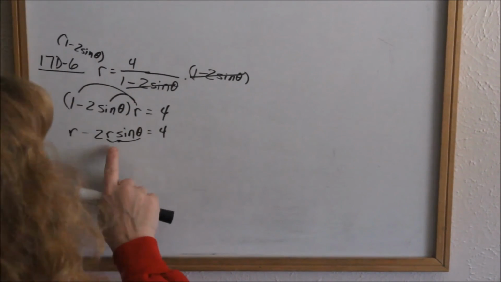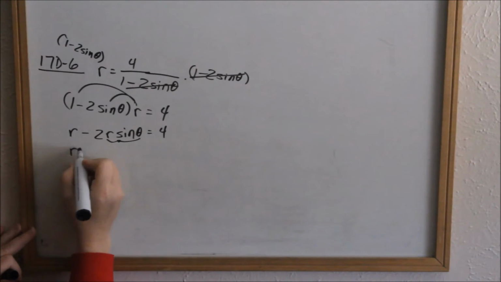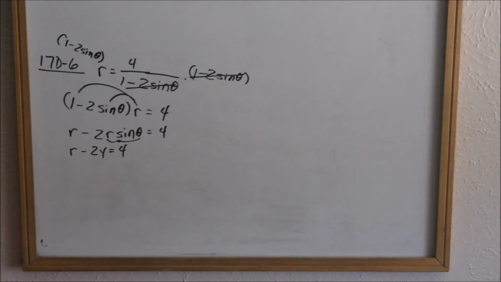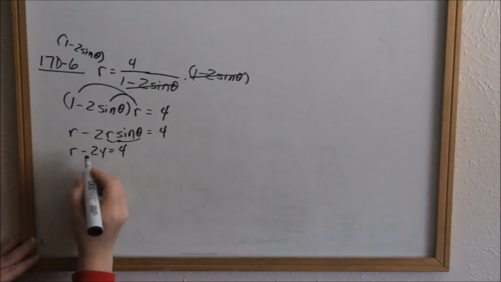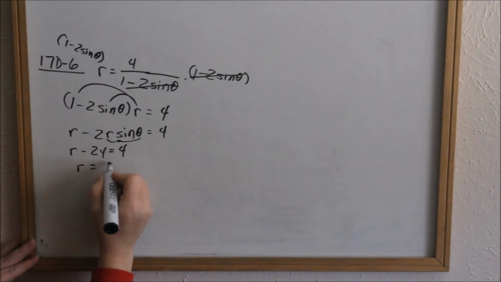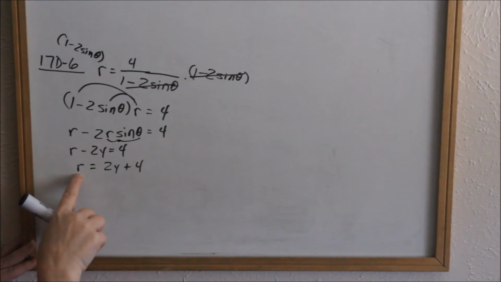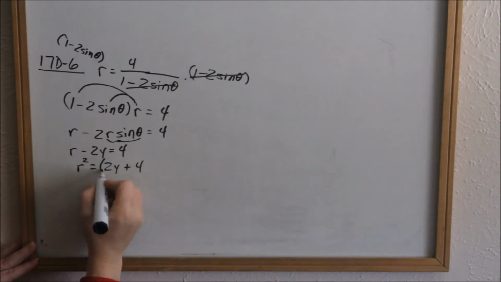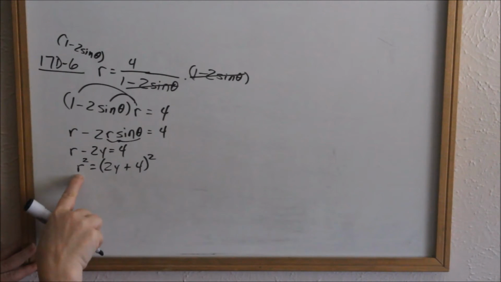Okay, the fact that I already have an r sine theta right here, I'm going to go ahead and change it to a y. So I have r minus 2y equals 4. I can't leave it like that because I can't have r's and y's together. So I'm going to move this out of the way to the other side. Okay, so I have r equals 2y plus 4. Now if this was an r squared, I could change it into x squared plus y squared. Okay, so if I square that, then I have to square that side. Okay, so now this becomes r squared.